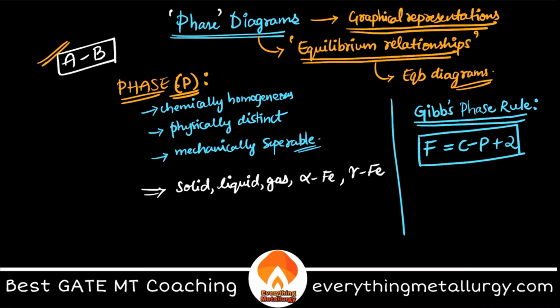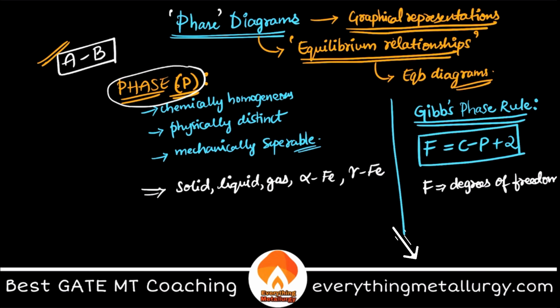Okay. So till now we have discussed only about the phases, which is P, right? P is the phase. Now what is this F and C? Here F represents degrees of freedom in a system. That means it tells us the independent variables in the system. If you change that, the overall equilibrium relationship will change. How many such independent variables are there? This number is called the degree of freedom.